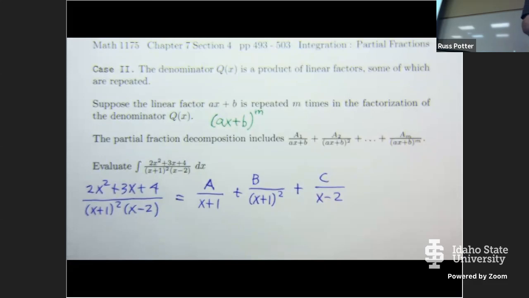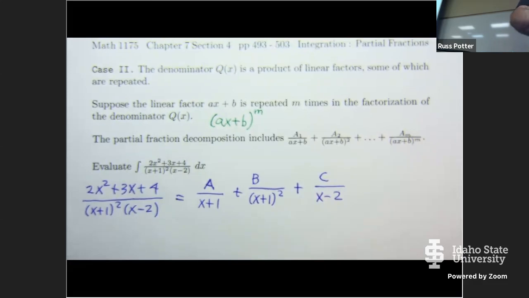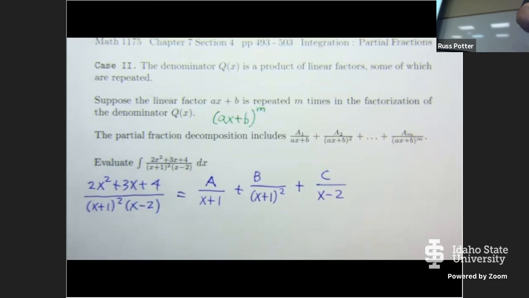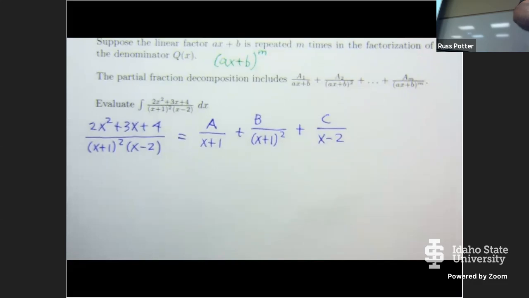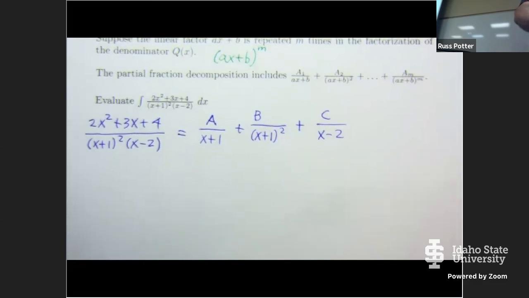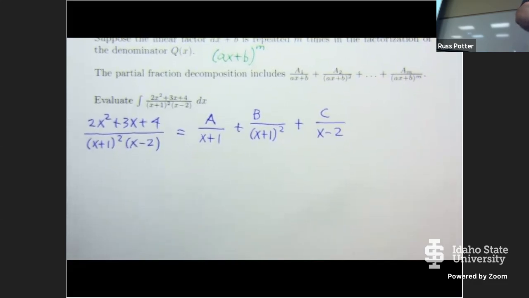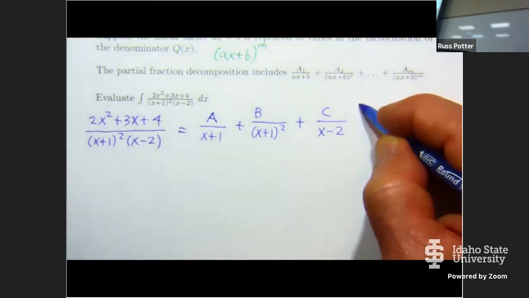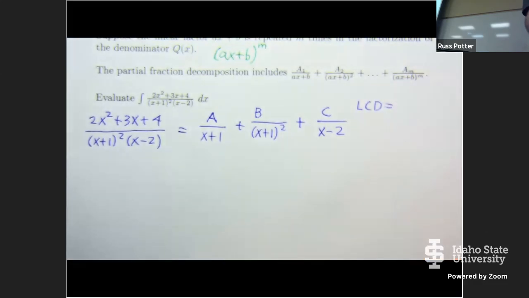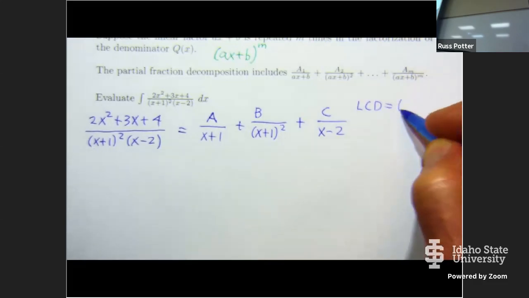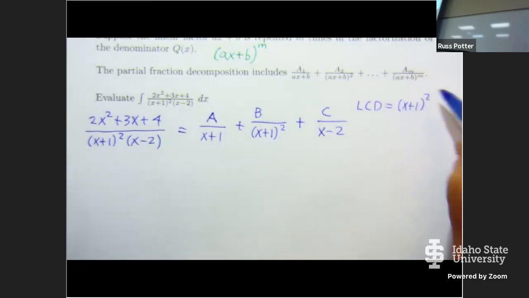Okay, I'm going to start off by multiplying every term on both sides by the least common denominator, like we did in the previous example. But then I'll use a different method for finding a, b, and c. Okay, so the least common denominator is just that denominator, x plus 1 squared times x minus 2.